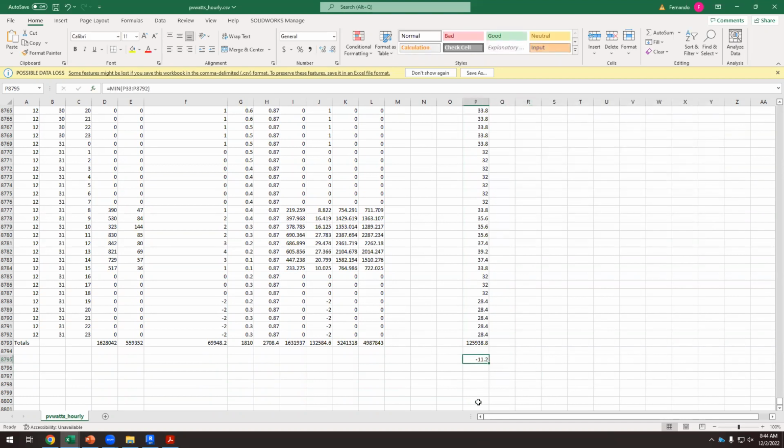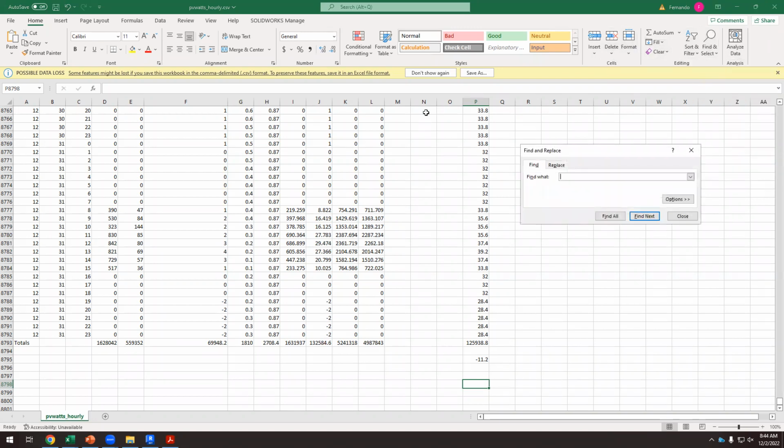Okay, so the minimum value is negative 11 Fahrenheit. I think this is quite optimistic, but apparently the coldest day that we have in Keene, New Hampshire, throughout the year is negative 11.2 Fahrenheit. So when does it happen? I'm going to find negative 11.2.